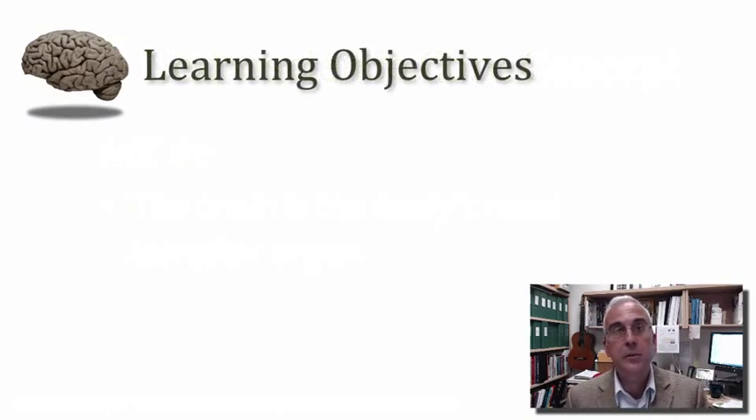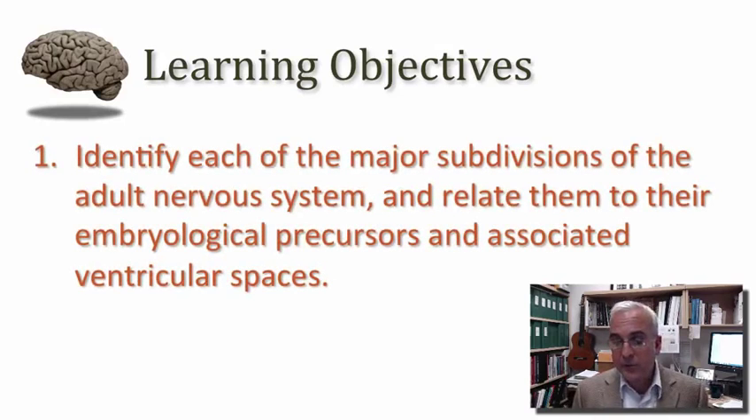Really, what I'd like for you to be able to accomplish in this tutorial is to refresh your appreciation and your understanding of the basic parts of the adult form of the human brain. And in so doing, I want you to be able to identify each of the major subdivisions of the adult nervous system. But now I want you to be able to relate them back to the embryological precursors and associated ventricular spaces.